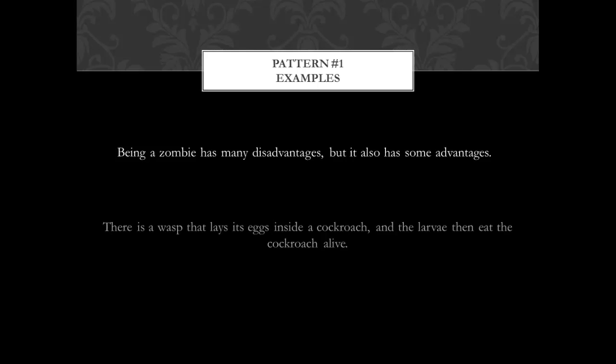Here's another example. Take a moment to read it. On the left, we have an independent clause. There is a wasp that lays its eggs inside a cockroach. We also have another independent clause. The larvae then eat the cockroach alive. These 2 independent clauses are joined with a comma and a coordinating conjunction. Incidentally, there really is a wasp that does this to the helpless cockroach.